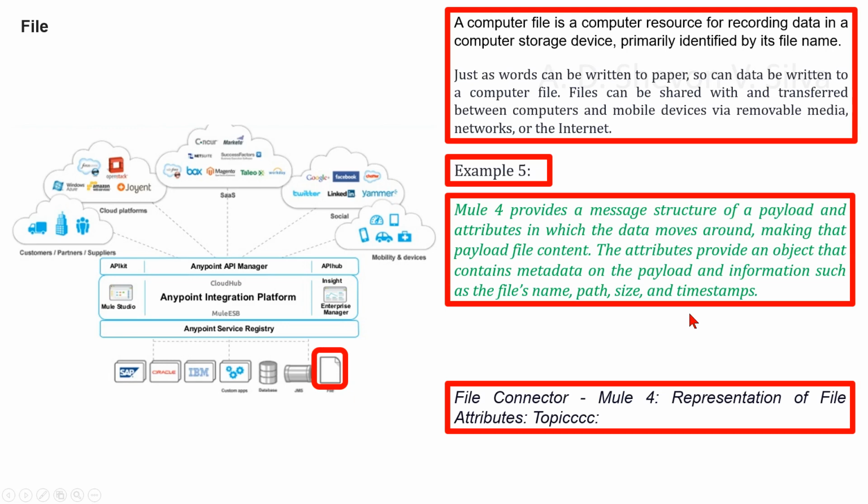Mule 4 provides the message structure of a payload and attributes, which is the data that moves around, making that payload the file content. Attributes provide the object that contains metadata of the payload, such as file name, path, size, and timestamp, for the FTP connector and SFTP connector. These attributes are named file attributes. The Mule message specifies the encoding and MIME type, which describe the format in which the payload is represented. File attributes describe the file's encoding and MIME type.